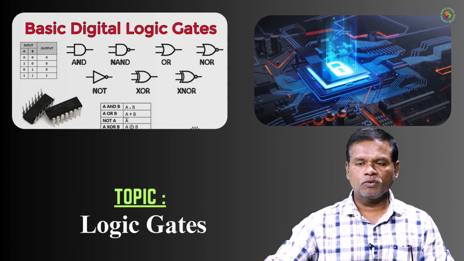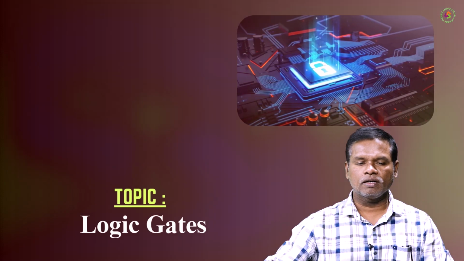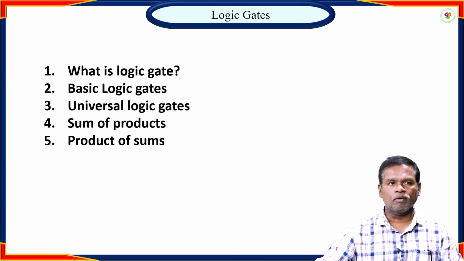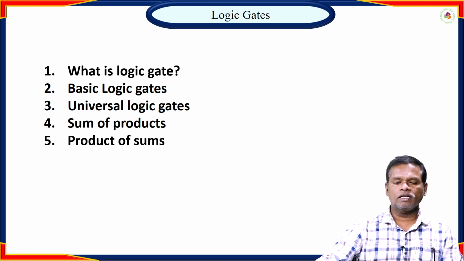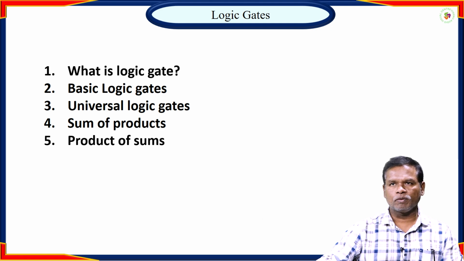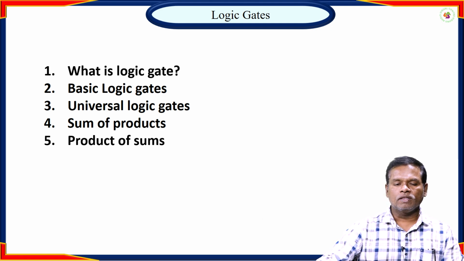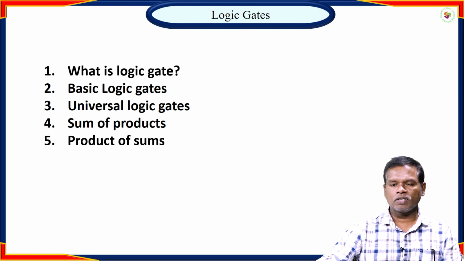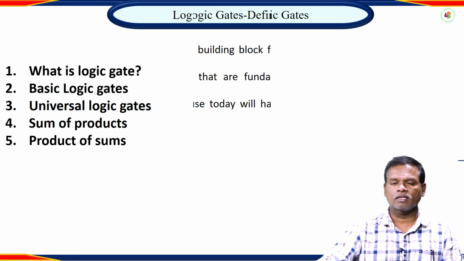The key points which we are going to discuss are what is a logic gate, basic logic gates, and universal gates, and the forms used to represent Boolean functions, sum of products and product of sums. These are the key points which we are going to discuss as part of this small lecture.